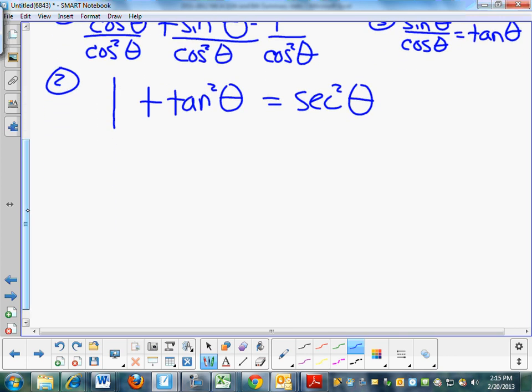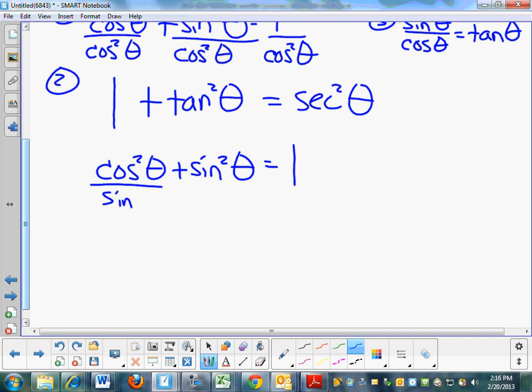Just one more. For the last one, we take cosine squared of theta plus sine squared of theta equals 1. And instead of dividing through by cosine squared, this time I'm going to divide through by sine squared.